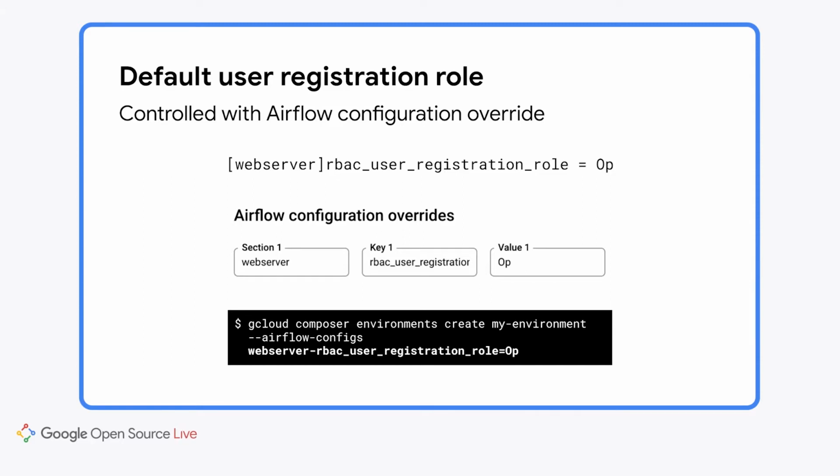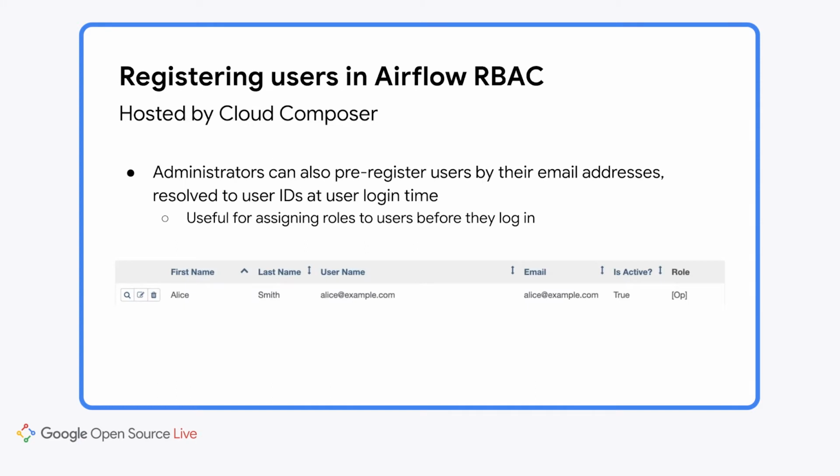You can set this property through Composer API, Composer user interface in Cloud Console, or gcloud command line interface, whichever way you use to interact with Cloud Composer itself. There is also an option for administrators to pre-register users by their email addresses manually. They are then resolved to user IDs at user login time. This is useful for assigning roles to users before they log in, because a user record must be created in the Airflow metadata database before roles are assigned to the user.